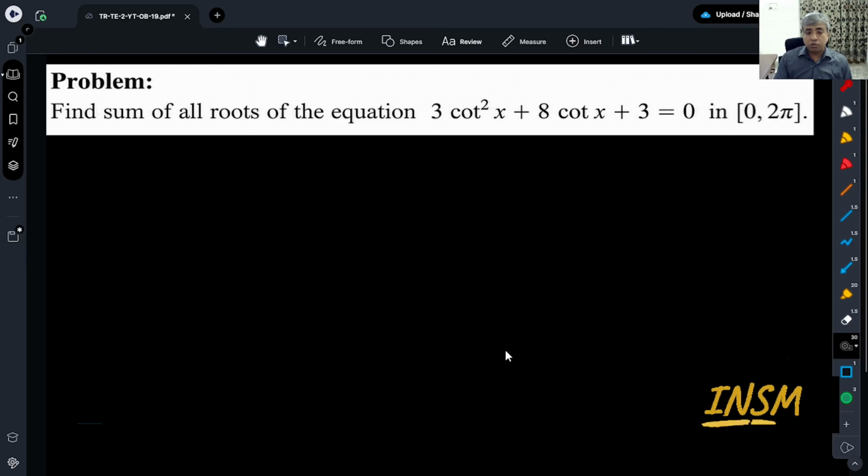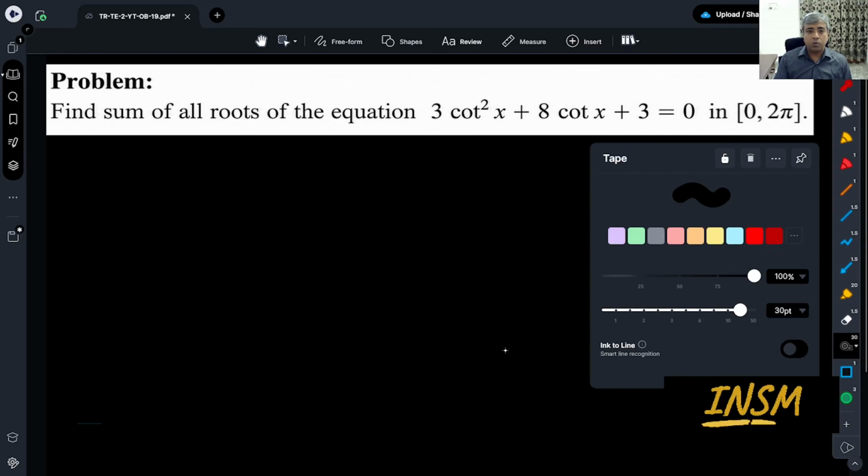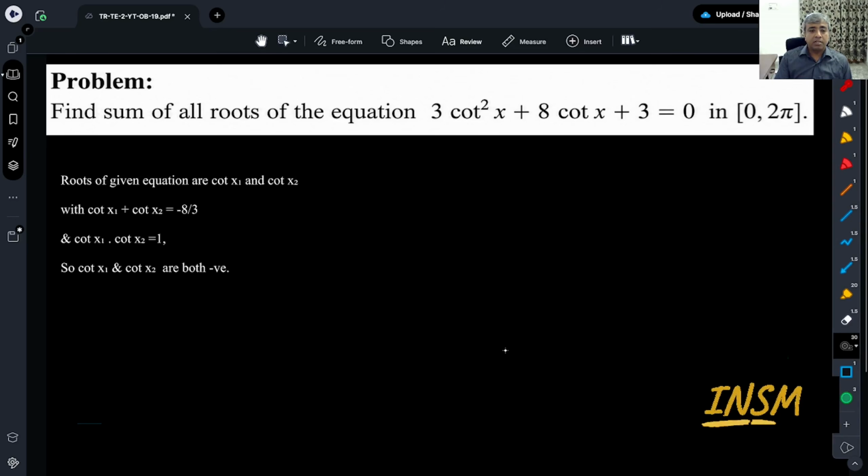From the information that is given to us, what is clearly visible is that it is a quadratic where sum of roots is negative. It will be minus 8 by 3. So cot x1 plus cot x2 will be minus 8 by 3. Roots of this quadratic will be cot x1 and cot x2, and the multiplication cot x1 multiplied by cot x2 will be 1 because c by a is 1.